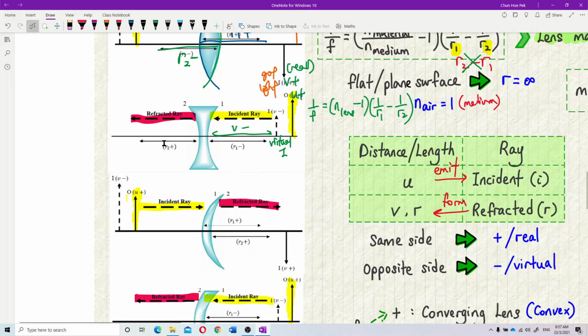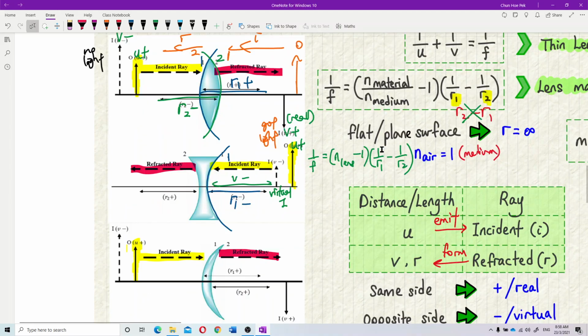Okay, now about the radius. Which one is the first surface? This one is the first surface, because it receives the incident ray. Then what is the radius? The radius is over here, so it is also opposite to the refracted ray. So this is negative. R1 is negative. So you put R1 negative here.